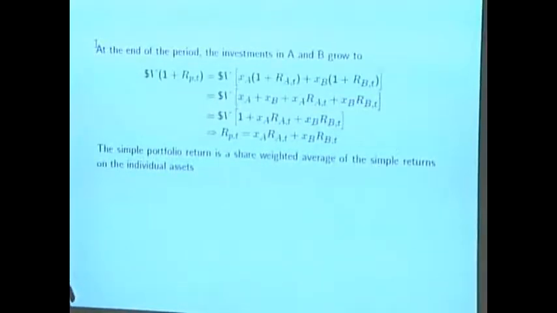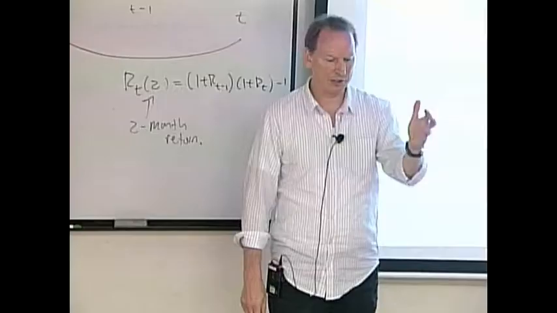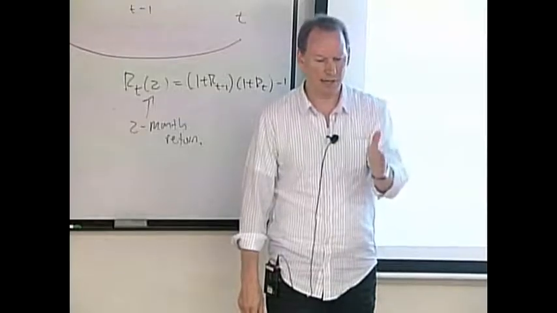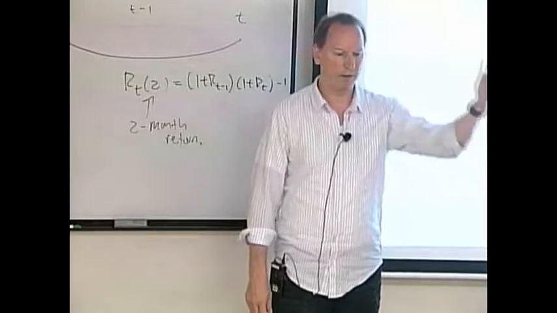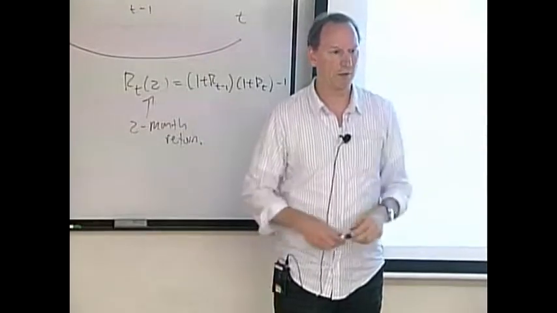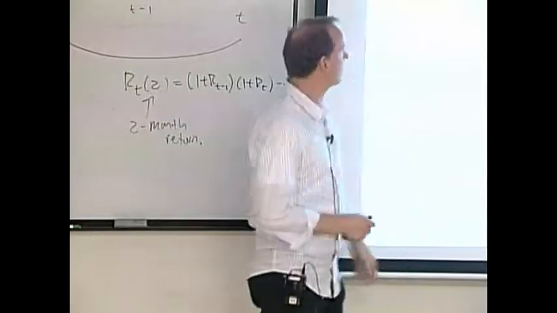All right, so what is the rate of return on a portfolio? So the idea is that we invest XA in Amazon and XB in Boeing today. We hold that portfolio for 1 month, and then we sell it at the end of the month. What's the rate of return on that portfolio?